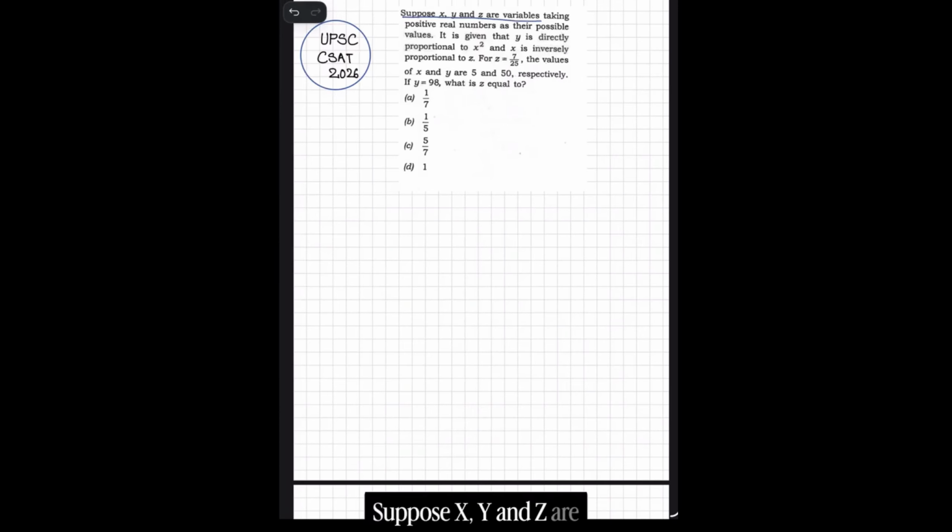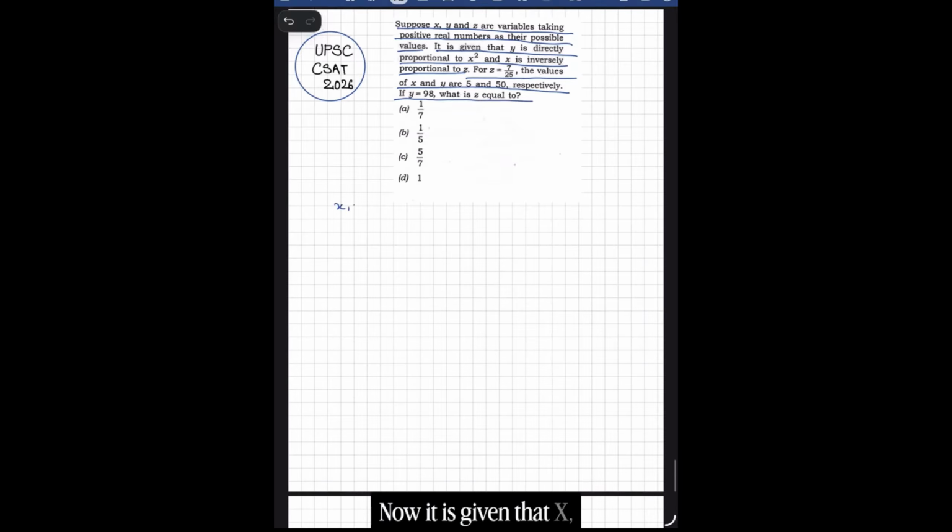Suppose x, y, and z are variables taking positive real numbers as their possible values. It is given that y is directly proportional to x square and x is inversely proportional to z. For z equal to 7 by 25, the values of x and y are 5 and 50 respectively. If y equals to 98, what is z equal to? Now it is given that x, y, and z belong to positive real numbers.